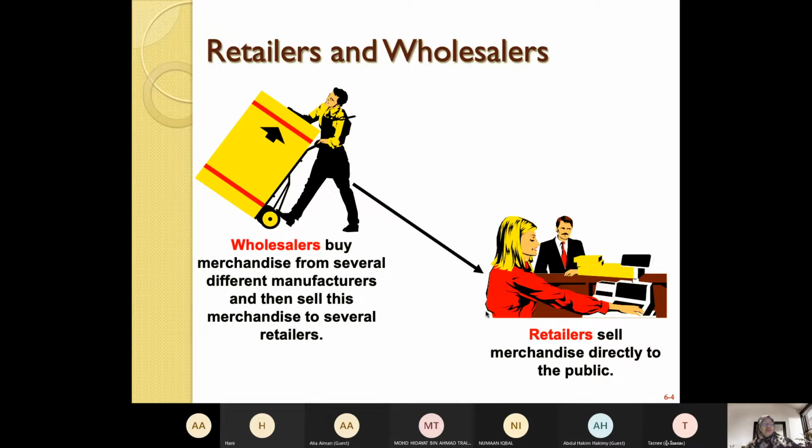Of course, the numbers keep on growing from the manufacturer to the customer. You can have one manufacturer, then wholesalers, a lot more retailers, and of course, they sell to many more customers. Wholesalers buy from the manufacturer and sell to retailers, but retailers buy from manufacturers and sell direct to the customer or to the public.